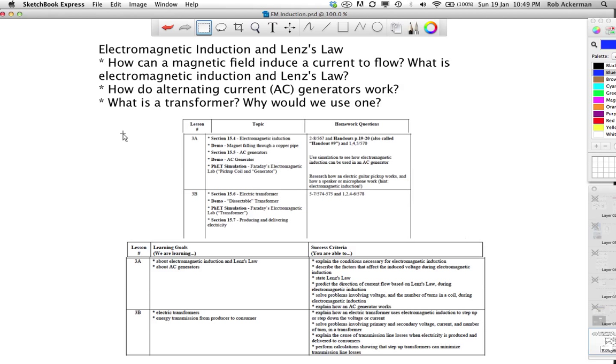And so what I'd like you to do is, in a moment, pause the video, have a look at some of the other questions we'll answer, take a look at where we are in the unit schedule, and also the learning goals and success criteria. Please do that now and then come back. All right, you're back, and here we go.